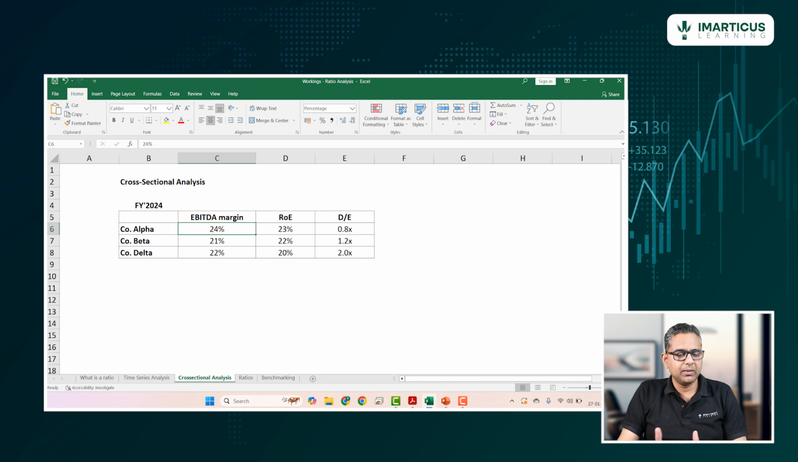So if these are similar companies, let's say they are in the same sector, then we can say within this sector, company Alpha has done better in terms of EBITDA margins. So they have performed more operationally efficiently. They were able to control the costs better as compared to other companies. Similarly, ROE is better for Alpha, and debt to equity ratio is also lower for Alpha, which is a good sign. So what we are trying to do here is compare the different companies for a particular period. This we can do through cross-sectional analysis.